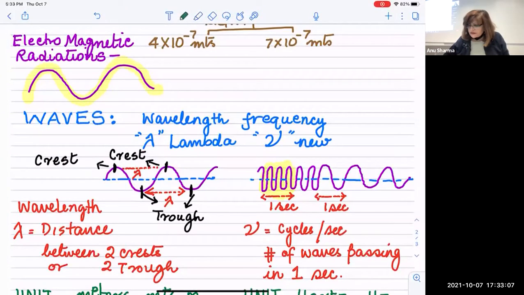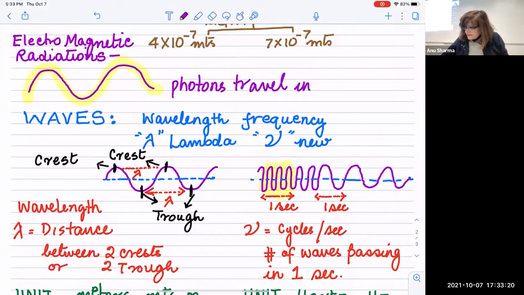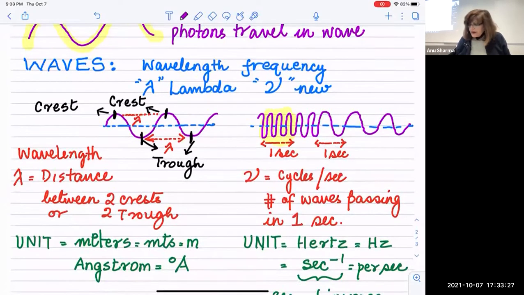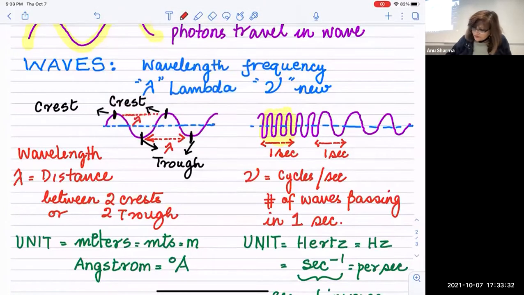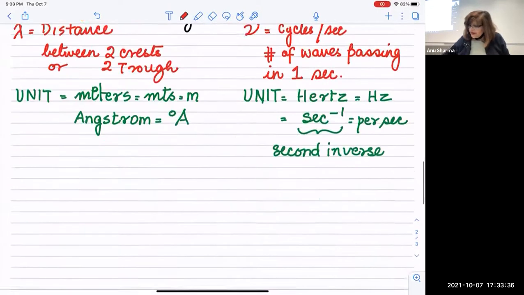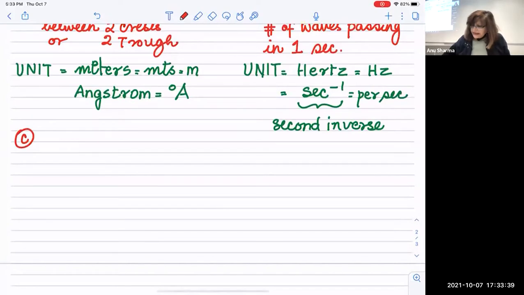Photons travel in waves. And there are two things to the waves, wavelength and frequency. That's the main thing. Okay, now there are other parts to the waves also. One is, this is the wave, this is one part. Second part is frequency. Now let's look at the third part, and that is amplitude.